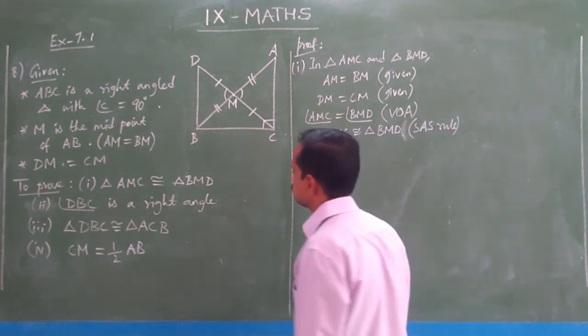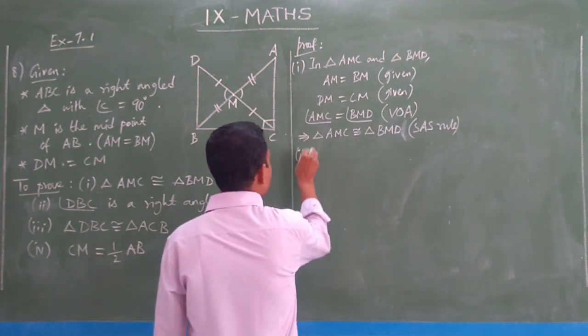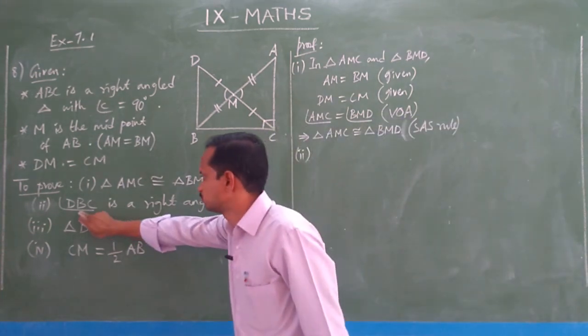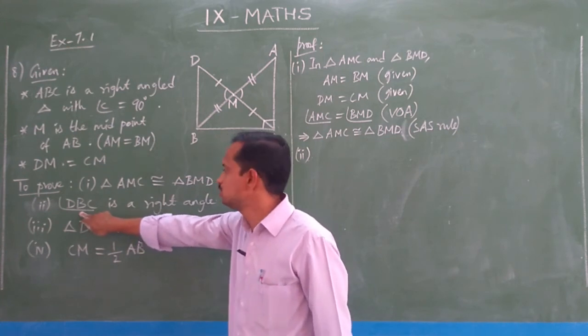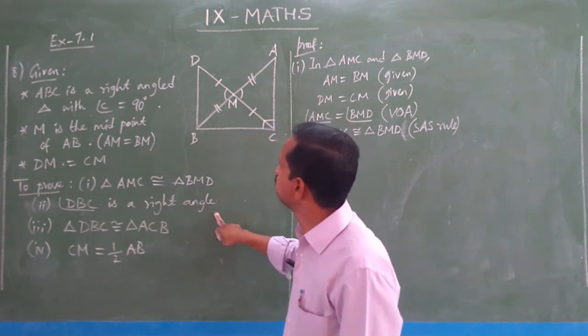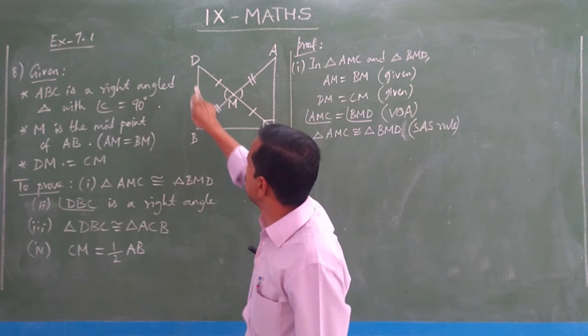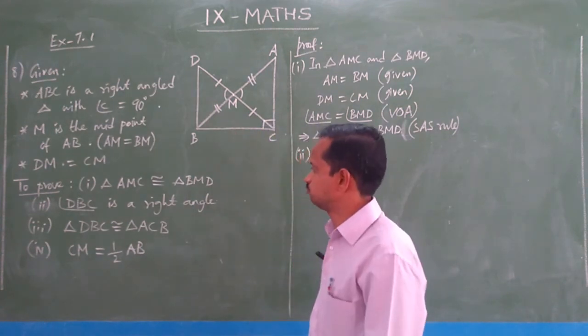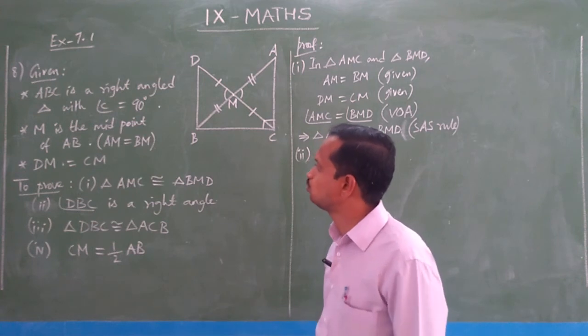And coming to the next option, we have to prove angle DBC is a right angle. DBC means what? This angle. So this angle you have to prove is 90 degrees, that means a right angle. So how to prove it?